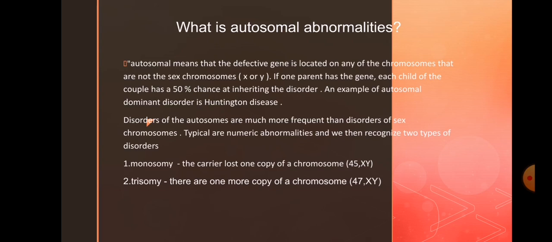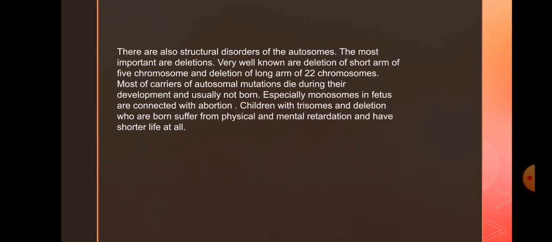Disorders of the autosomes are much more frequent than disorders of sex chromosomes. Typical are numeric abnormalities, and we recognize two types of disorders, that is, monosomy and trisomy. There are also structural disorders of the autosomes. The most important are deletions. Very well known are deletion of the short arm of chromosome 5 and deletion of the long arm of chromosome 22.